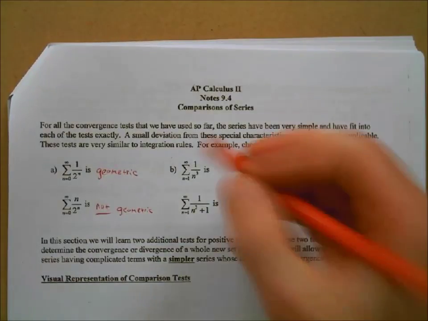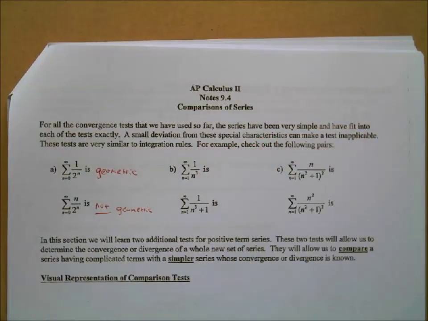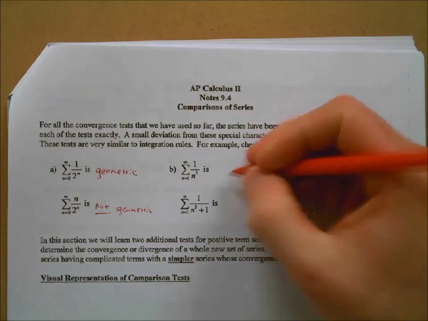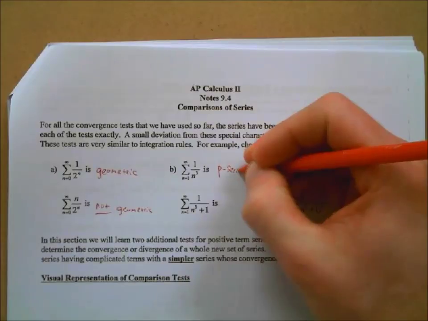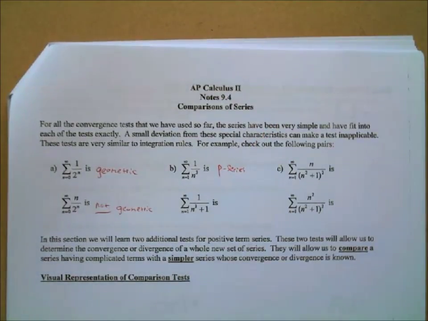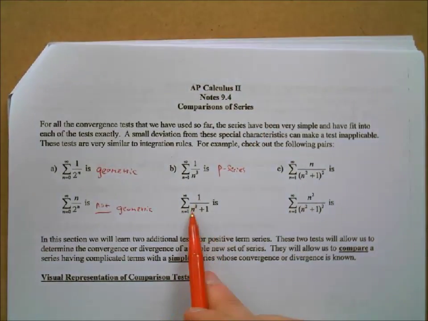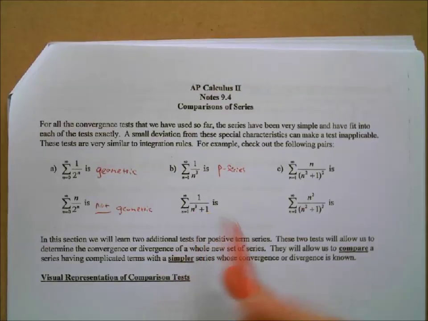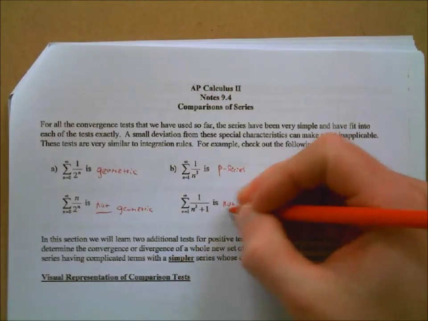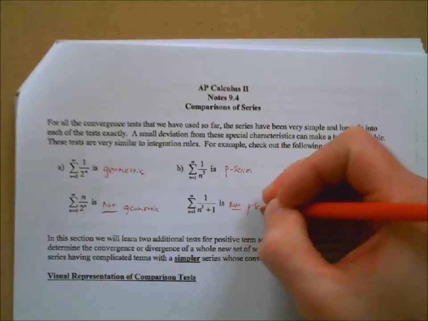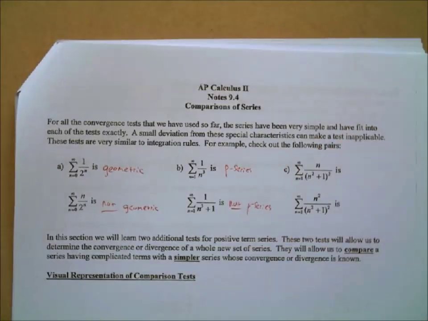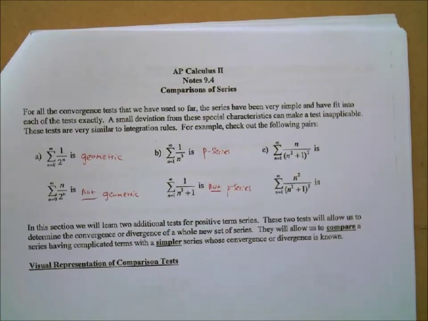How about letter B? What about the sum from 1 to infinity of 1 over n cubed? We could use what for that? P series test. But when we have 1 over n cubed plus 1, that's not a P series anymore. In fact, we can't really do that one. The integral test wouldn't work there either, because we can't integrate 1 over n cubed plus 1. So it would be kind of stuck.